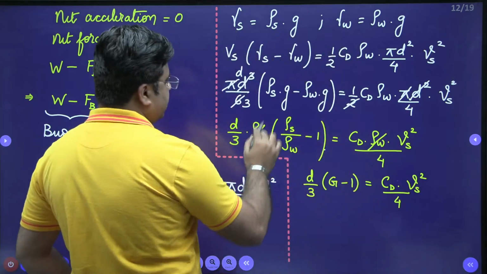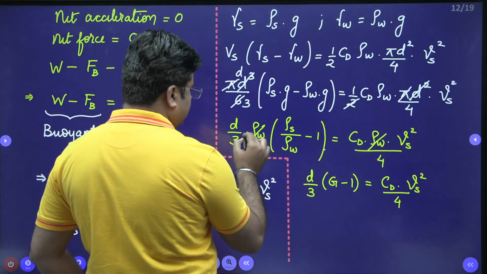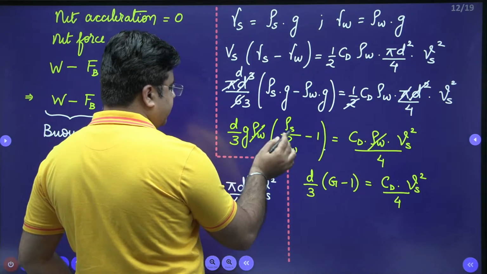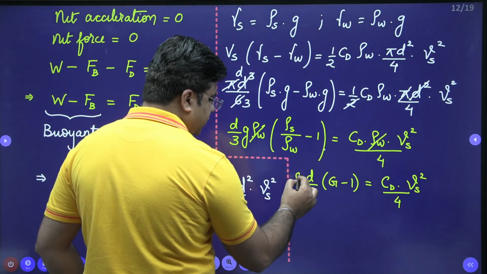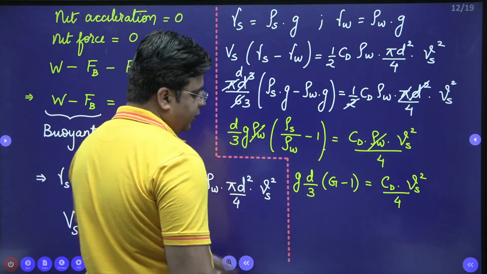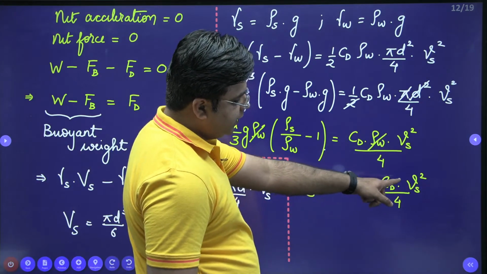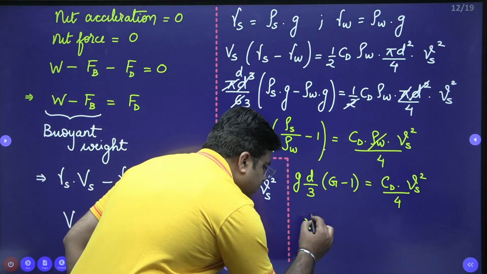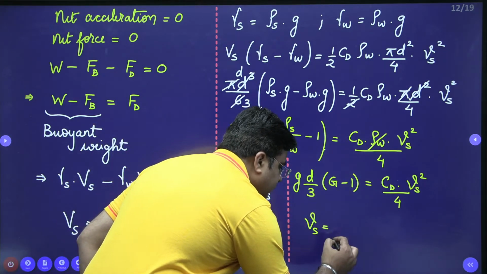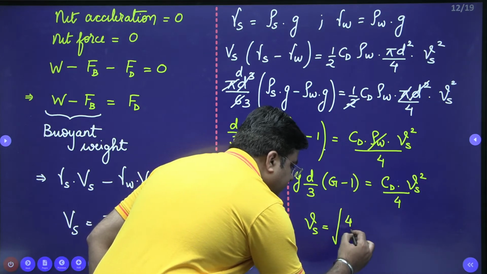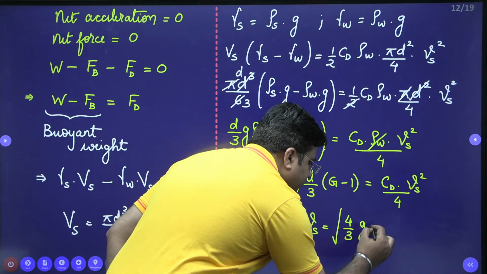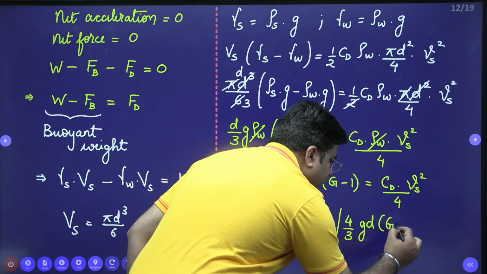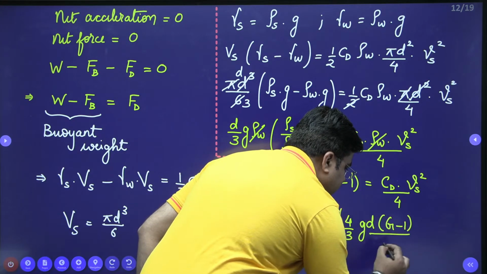Okay, one more thing, g is also there, you take out g also. So you have g into d by 3 into G minus 1 is equal to CD into Vs square by 4. So from here you will get the expression for settling velocity. Vs is equal to under root 4 by 3 gd into G minus 1 by CD.